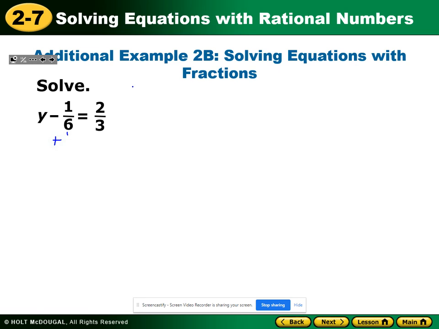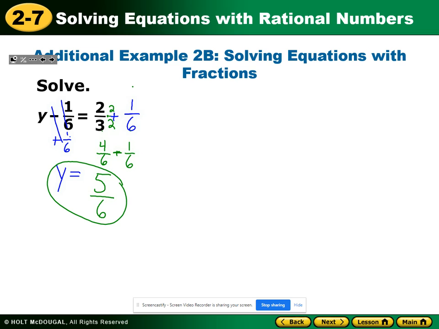Here, we can add 1/6. Add 1/6. All right. Well, the problem is these are gone. Y is by itself. Yay. I don't have common denominators. 2/3 and 1/6, not common denominators. But I see that they'll both go into 6. So if I take the front one times 2 over 2, 4/6 plus 1/6, that does equal 5/6. And we have our answer.